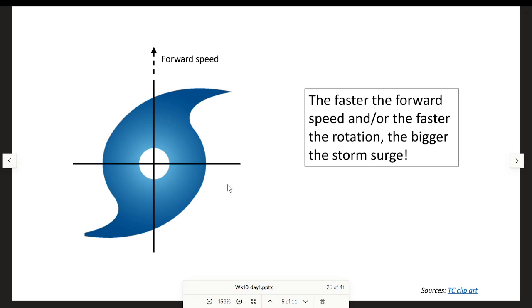So, the bigger the storm surge, it's created by a faster rotation and a faster forward speed. So if you can get the storm to rotate faster and the speed to be faster, you're going to have a bigger storm surge.